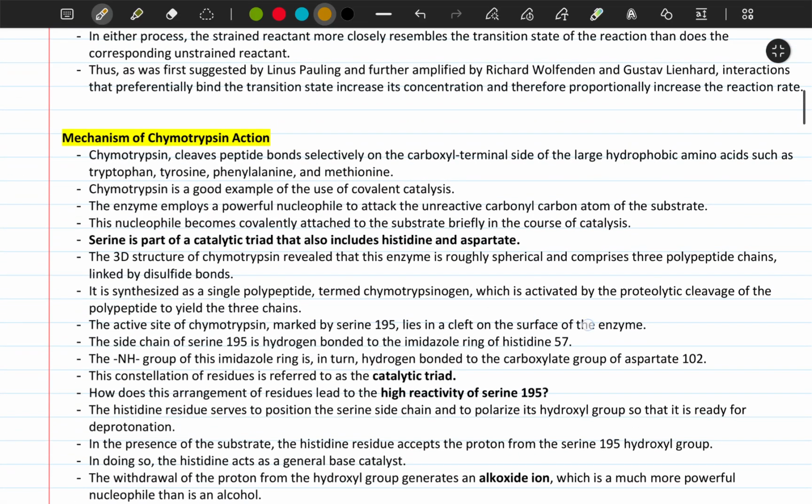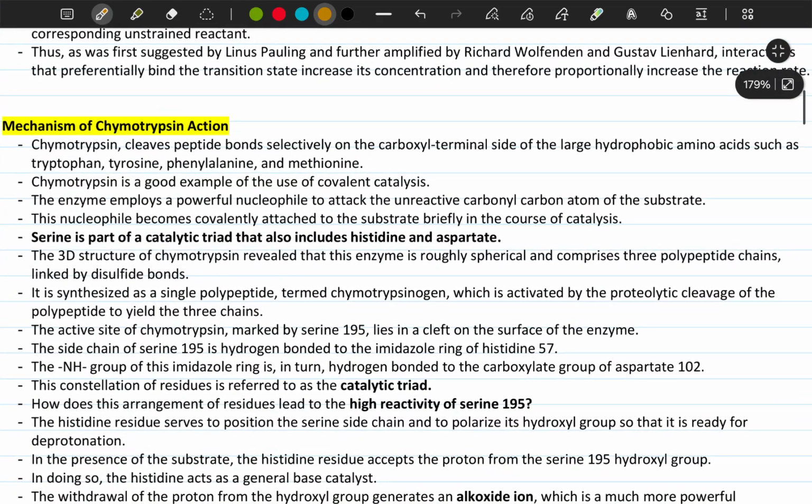So, mechanism of chymotrypsin. We'll do this after a break.